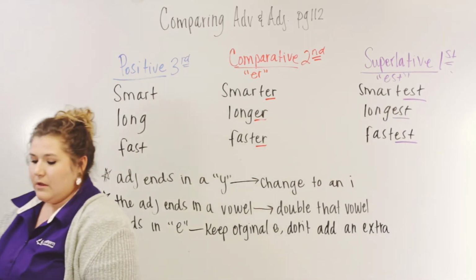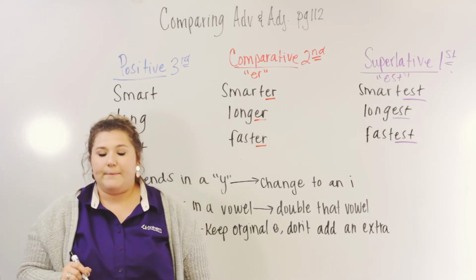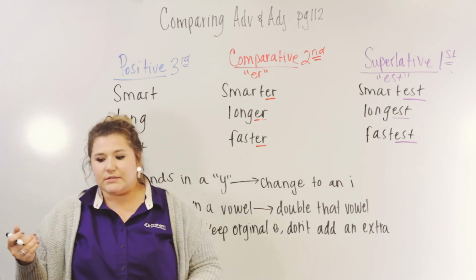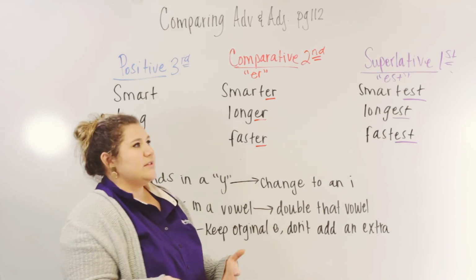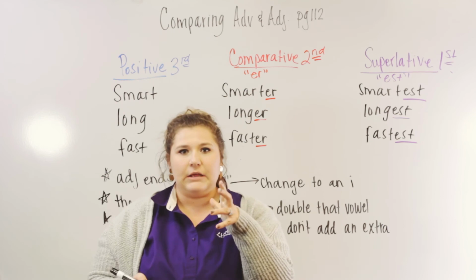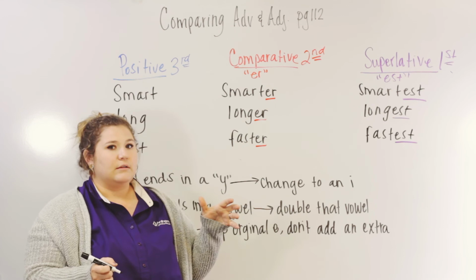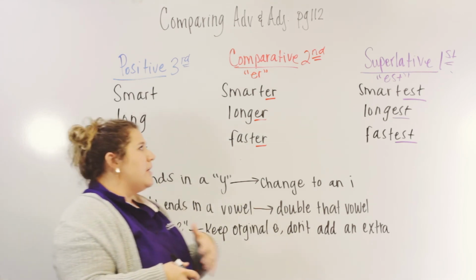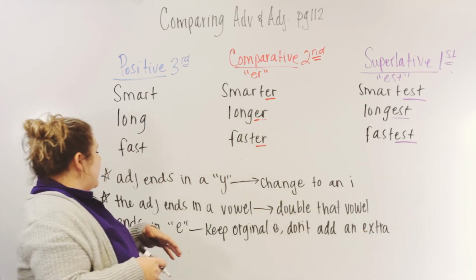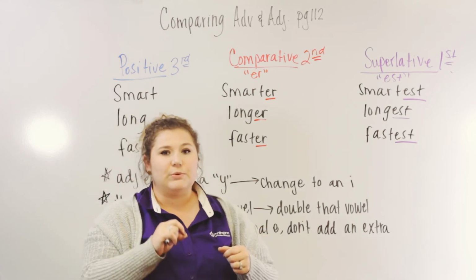Okay? Now I want you to think of words that you can compare. What about slow? Slower, slowest. What's another one? What's a word that ends in Y? Maybe tiny, right? What would be the comparative of tiny? Tinier. And then the superlative of tiny would be tiniest. Okay, so let's take that and think about it. Remember, when we have a Y, we change it to an I.